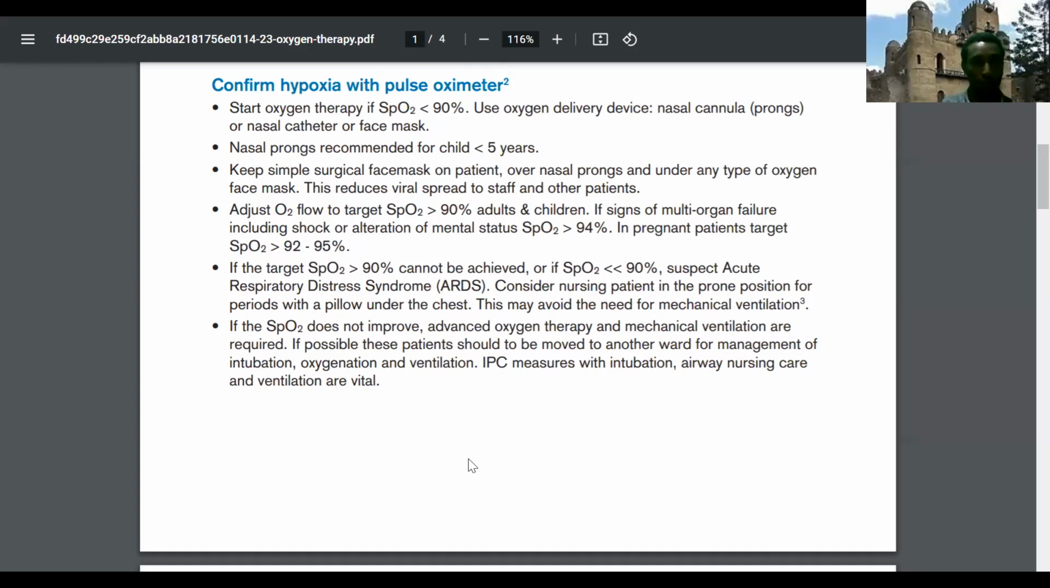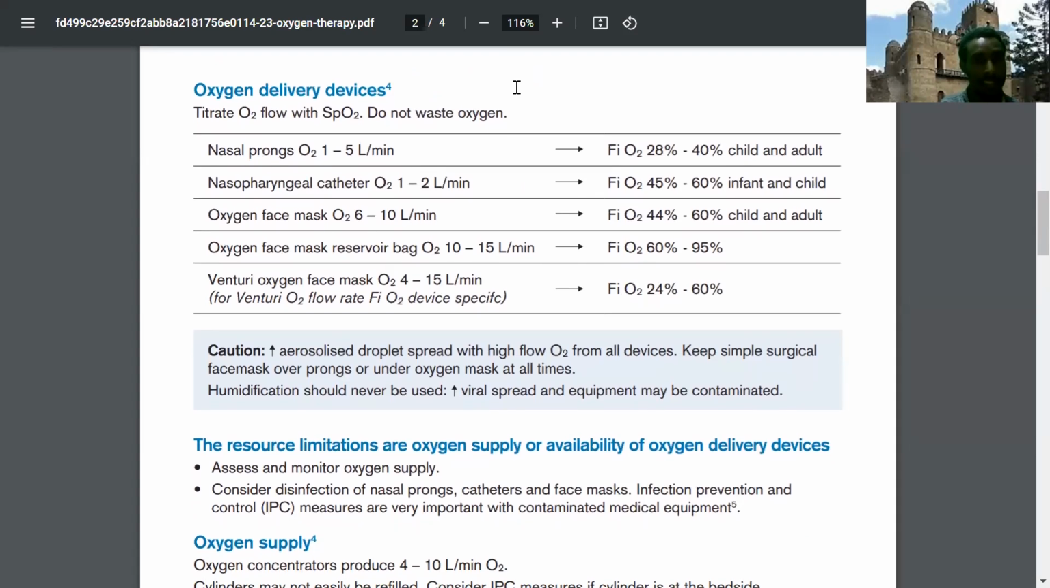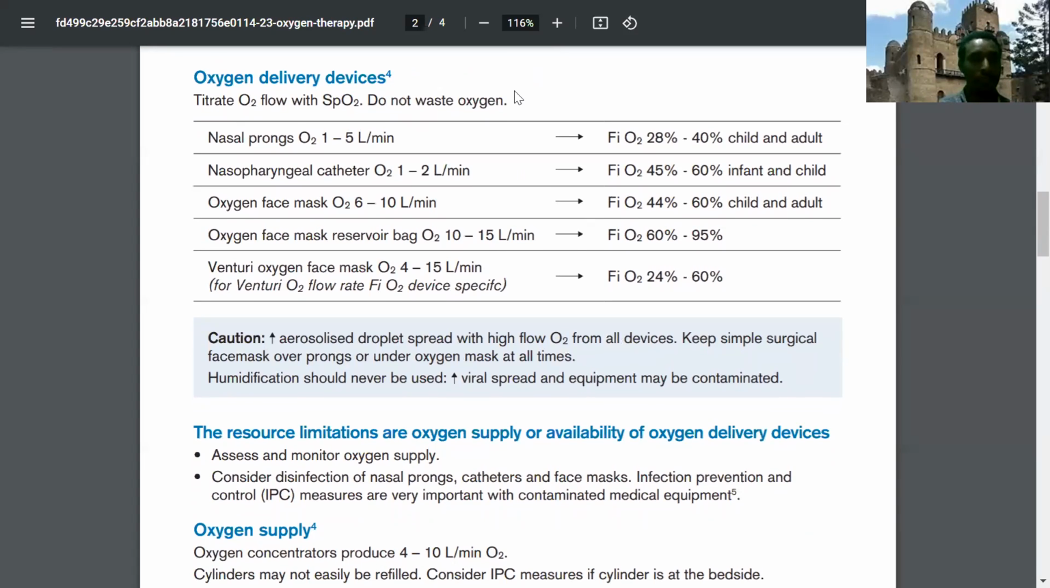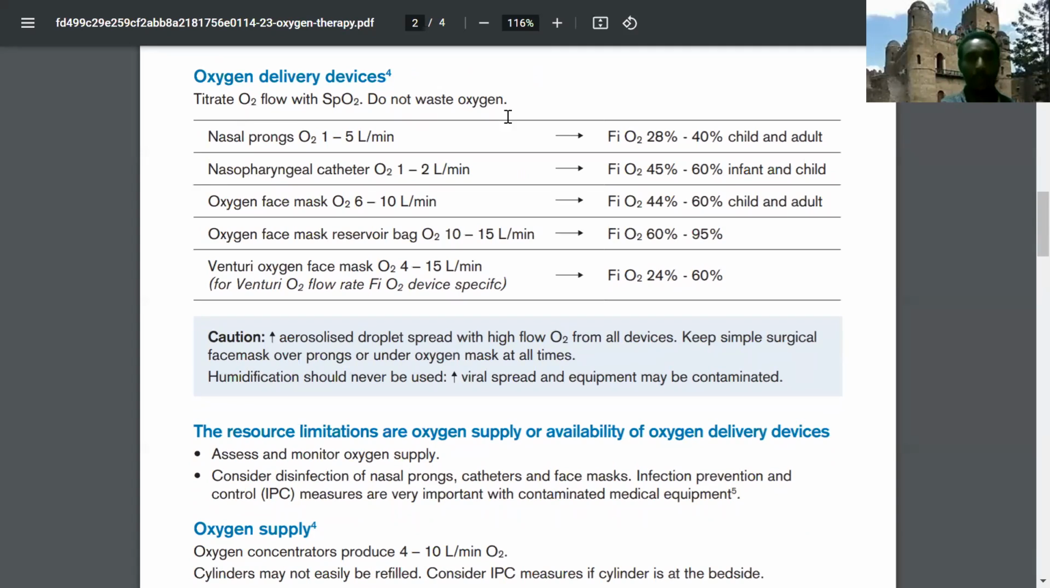The amount of oxygen that can be delivered by nasal cannula or nasal prongs, as you know, is up to 5 liters per minute, up to 40% FiO2. It can be used in children or in adults as far as the patient is responding. Also there are nasopharyngeal catheters, which you insert deeper into the nasopharyngeal space with around 1 to 2 liters per minute, and they are said to deliver up to 60% FiO2. This is used in infants and children as well.